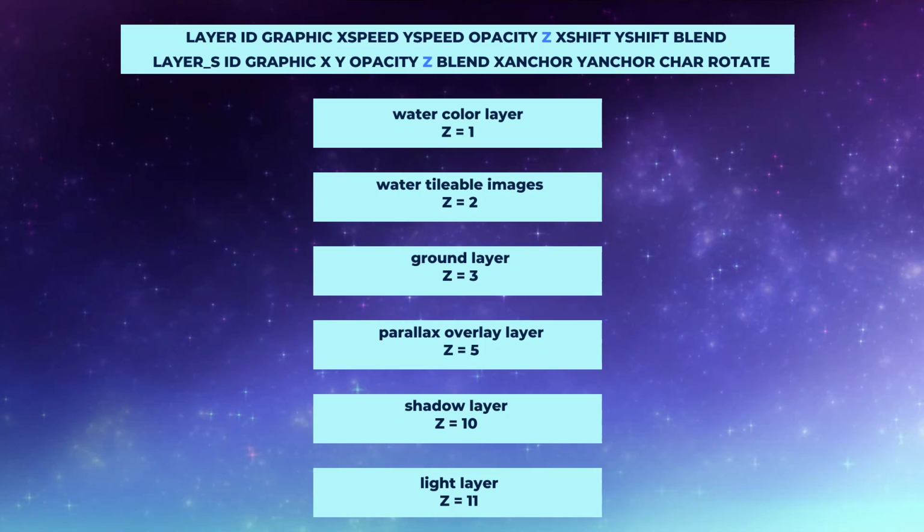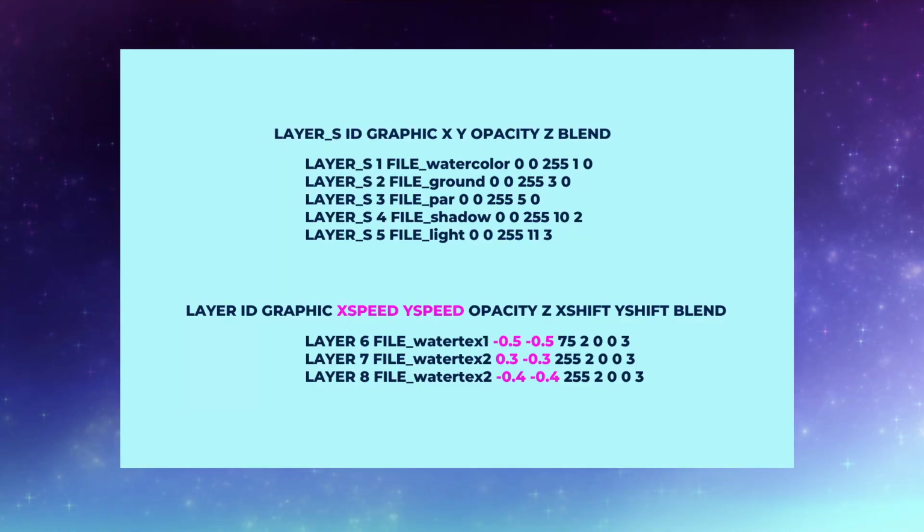Now while we use layers underscore S for normal parallax layers, we'll be using scrolling layers for our water textures, so that they move and get a sense of flow. Here are my example values, but you can play around and see what fits your maps best. You can also play with the opacity values to get the effect just right.